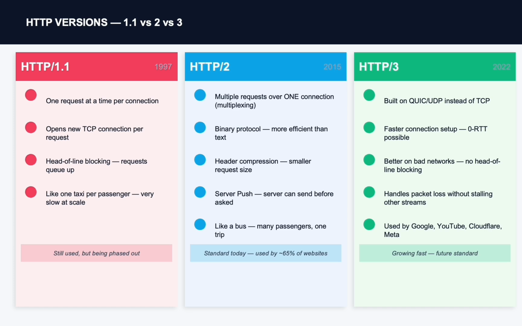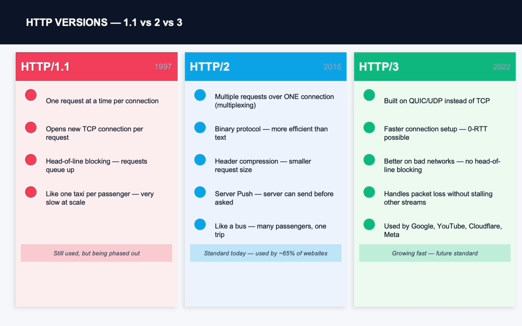Now look at this three column slide. HTTP has evolved over the years and each version solved a real problem. Let me explain each one with an analogy. HTTP 1.1: imagine a taxi, one passenger at a time. You hail a taxi, you arrive, the taxi returns, the next passenger gets in. If you have 10 passengers, 10 separate taxi trips are required. This is HTTP 1.1: one request at a time per connection. There is even a problem called head-of-line blocking. If the first request is slow, everyone waits.